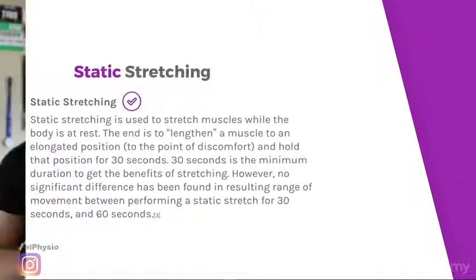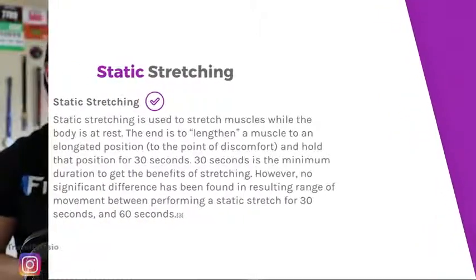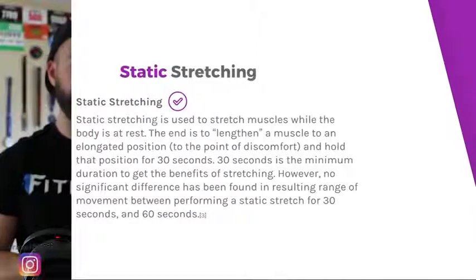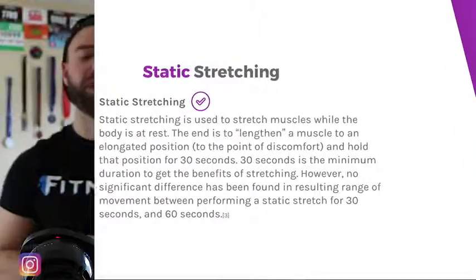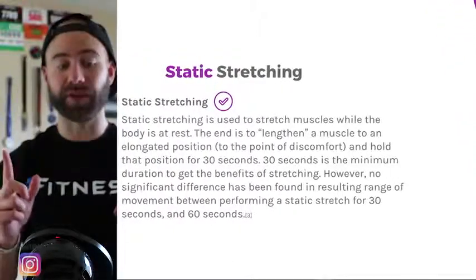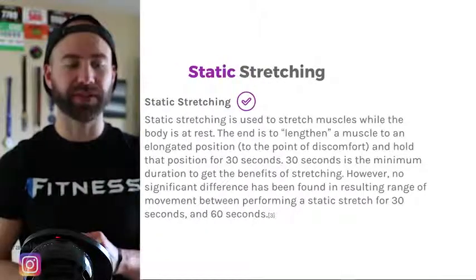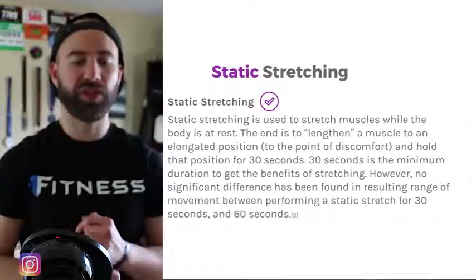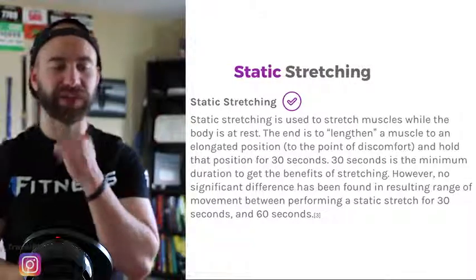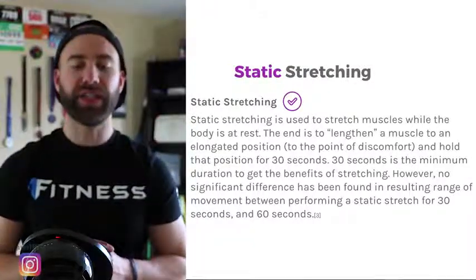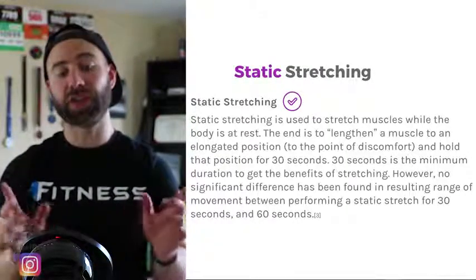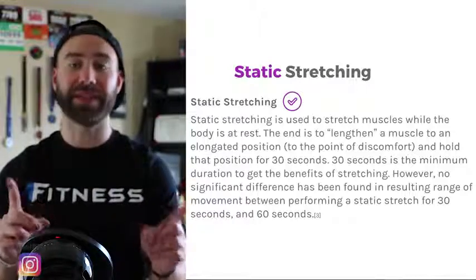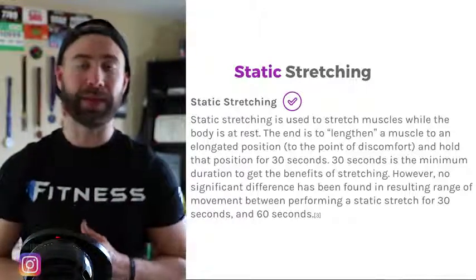So I've got the by-the-book definition. Static stretching is used to stretch muscles while the body is at rest. The end goal is to lengthen a muscle to an elongated position to the point of discomfort and hold that position for 30 seconds. 30 seconds is the minimum duration to get the benefits of stretching. However, no significant difference has been found in resulting range of motion between performing a static stretch for 30 seconds as well as 60 seconds. Now, what does that mean?